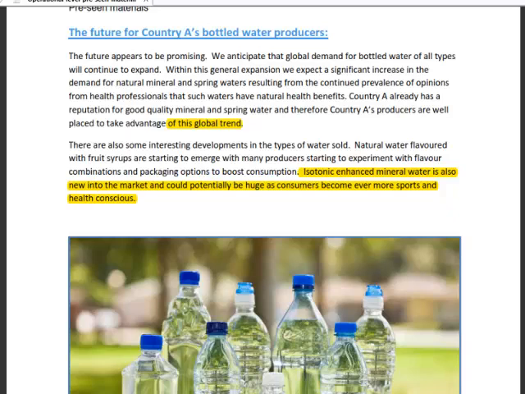Global trend would imply either having distribution channels, because the water has to come from country A. You can't reproduce this water in China or in Hong Kong or somewhere low cost. The whole purpose of country A's reputation is that the water comes from the mountains, a bit like the French Evian water, I guess. So if we're going to take advantage of this global trend, what we're talking about here is to set up a new distribution network outside of the geographic location of country A.